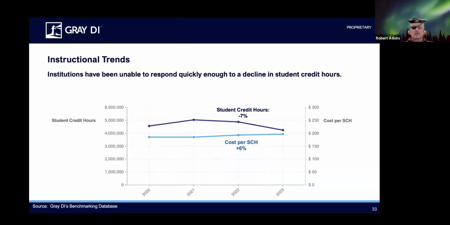And what we found when we looked historically at our data is that student credit hours have been coming down relatively quickly. I hope that's about to change with the growth indicators we saw earlier, but they declined 7% over this period. Cost per student credit hour actually went up 6%. Fundamentally, what that means is schools were unable to reduce their faculty costs as fast as student credit hours declined.